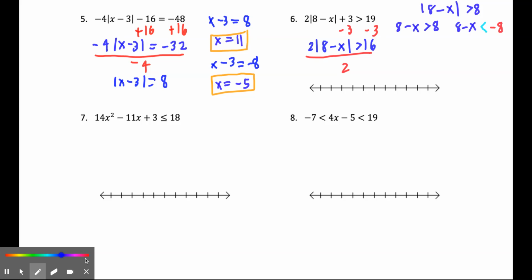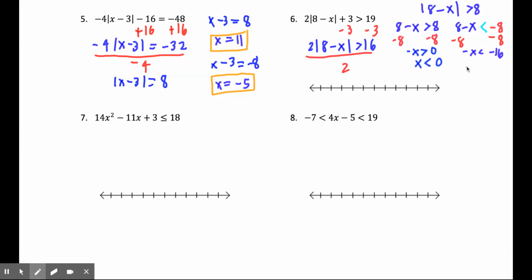So this one, you subtract 8 from both sides and get -x is greater than 0. And then you need to divide by -1. So 0 divided by -1 is still 0, but because you divided by -1, you have to flip the sign. And then that's one of your inequalities. And then this one, you subtract 8, and then you get -x is less than -16. And then you divide by -1, and you flip the sign, and you get 16.